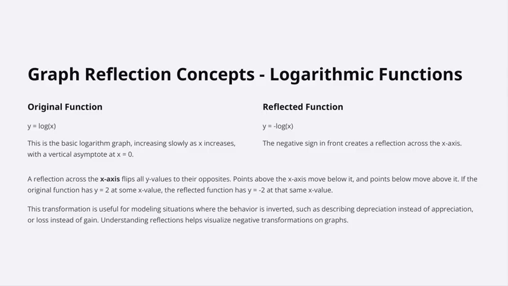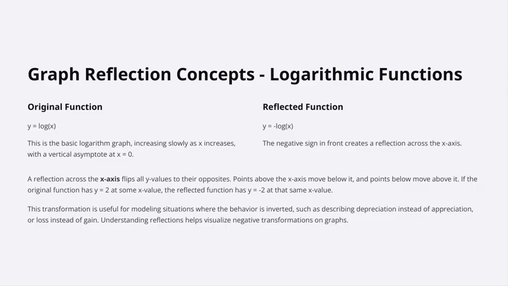Now, when we look at the reflected function y equals negative log of x, the negative sign in front creates a reflection across the x-axis. Think of it as flipping the graph upside down. This reflection essentially takes all the y values and makes them their opposites. So, any point above the x-axis, say y equals 2 at a certain x value, now moves below the x-axis to y equals negative 2, and vice versa.